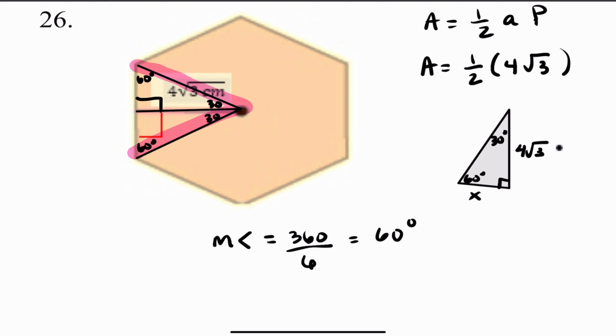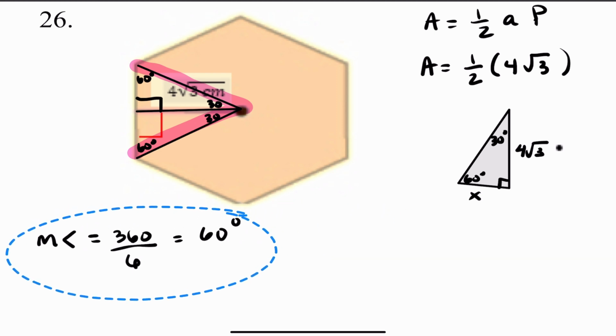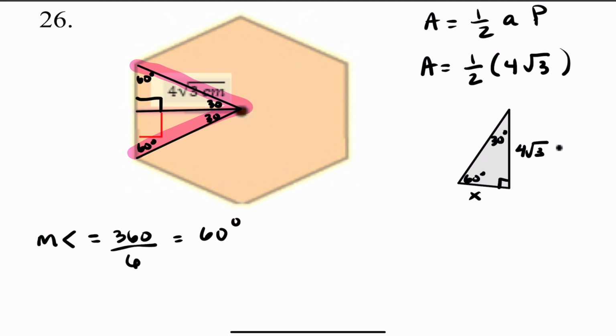So then what can I do here? Well, there are 2 scenarios. You can use special right triangles, or you can use trigonometry. And for my 9th graders out there, or possibly my 10th graders who want to do pre-cal for seniors, I'm going to do trigonometry. So I'm going to use this 30 as my angle of reference.